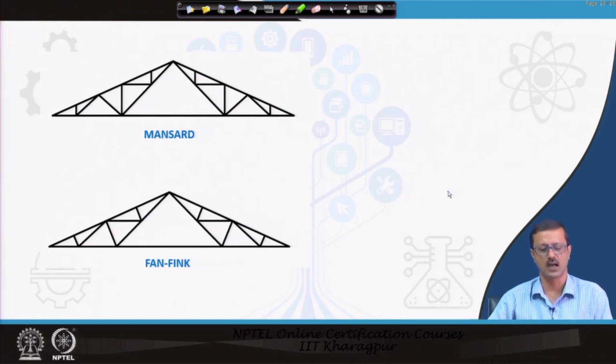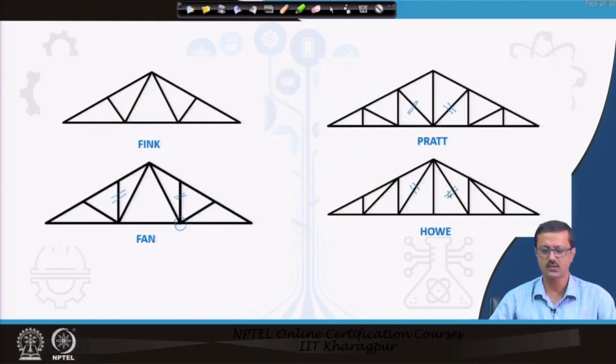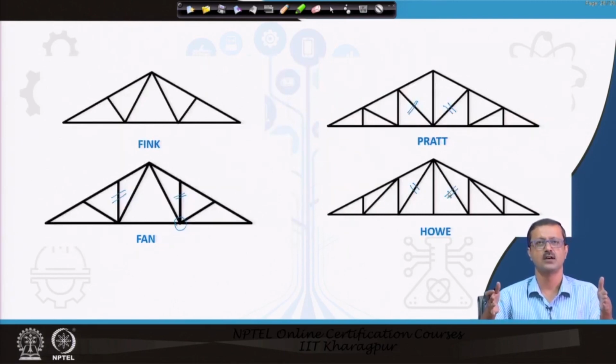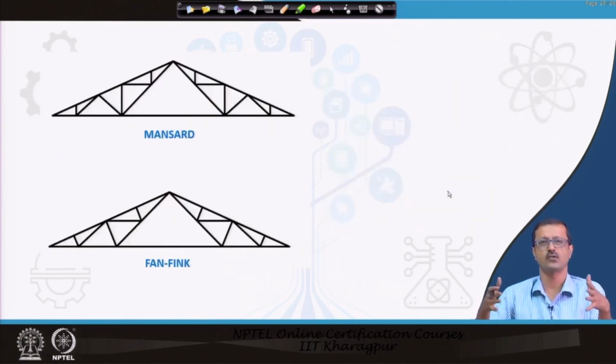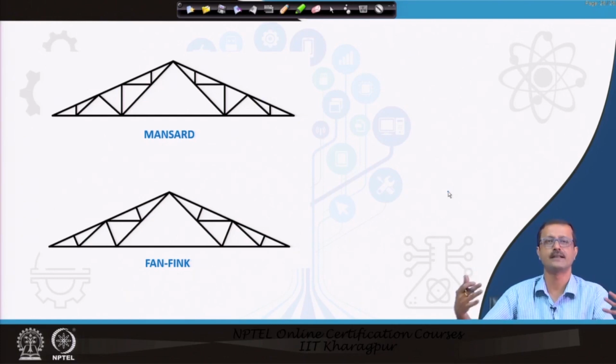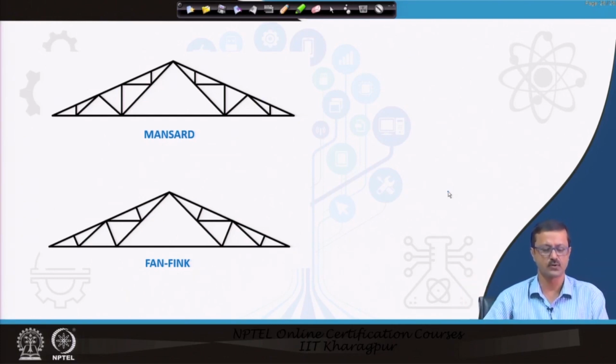So, these trusses are for small spans, mostly 10 meters or something like that, 10 to 12 meters. If it is more than 12 meters, 15 meters or more, or more than 10 meters if you like, then we have to go for the fan truss, fan fink truss, or the mansard kind of truss.